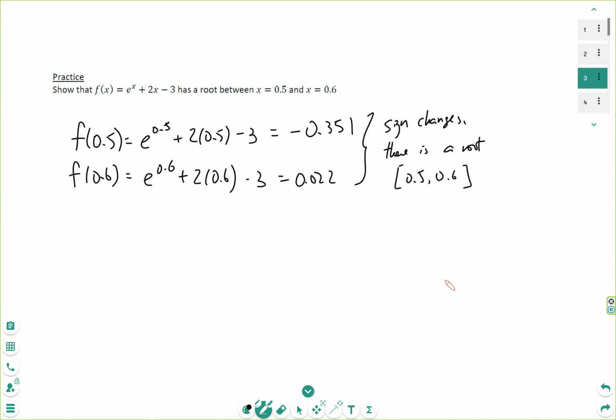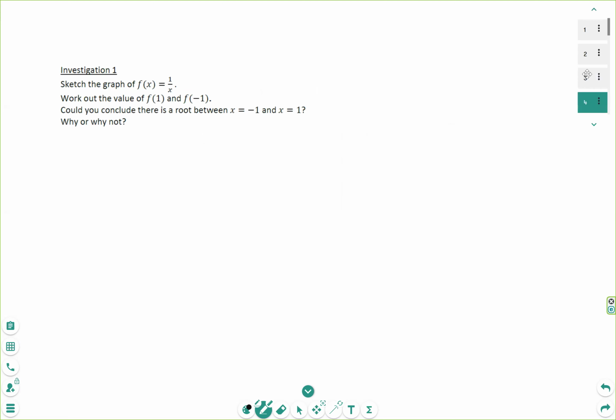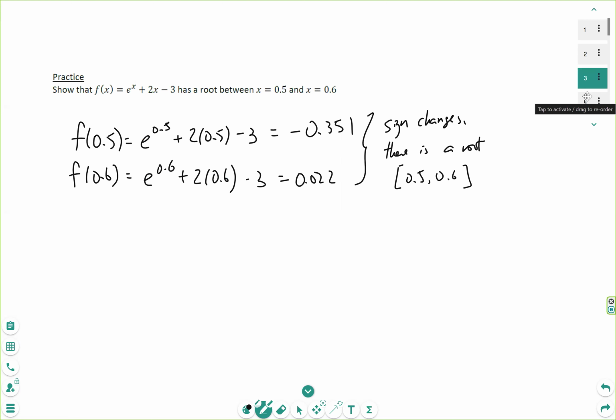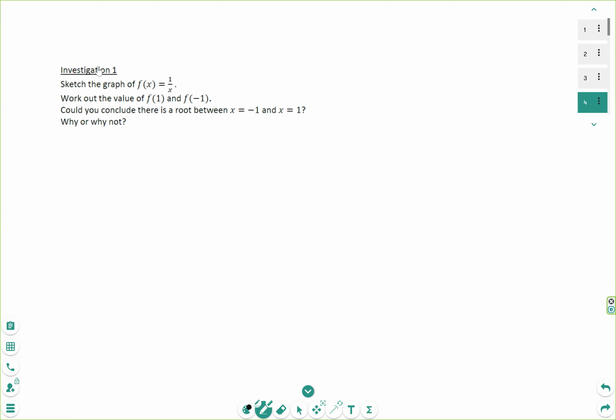Here's the answer. Straightforwardly, you have to show the values and say sign changes. There's a root. Simple. Too simple to believe, isn't it? So therefore we're looking into a bit more details. Sign changes does not always actually work. We'll see why. Now, investigation 1.